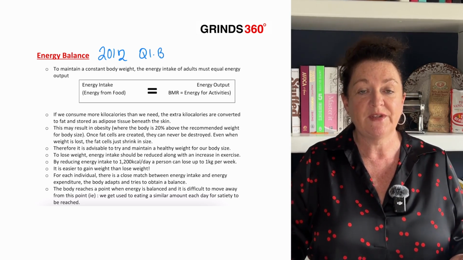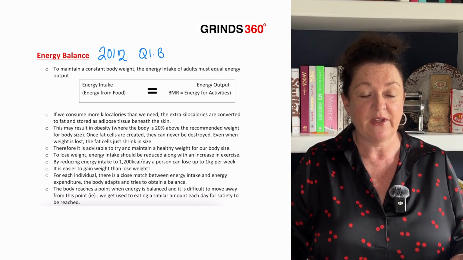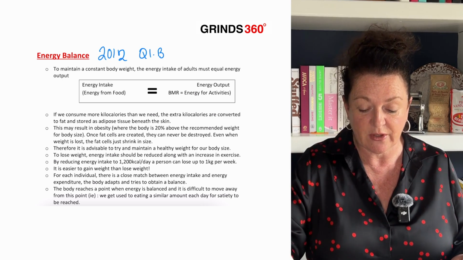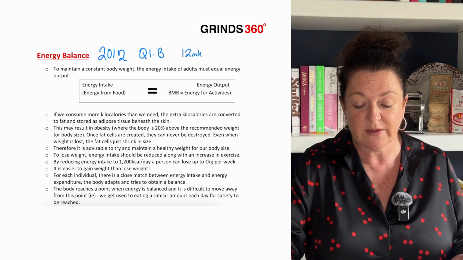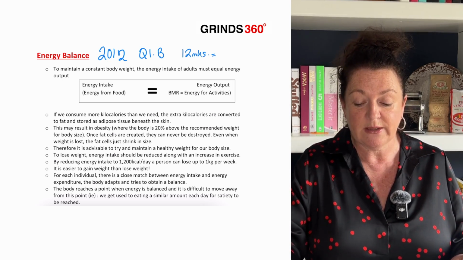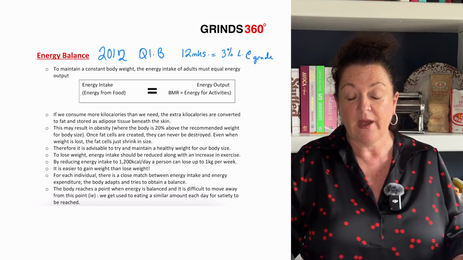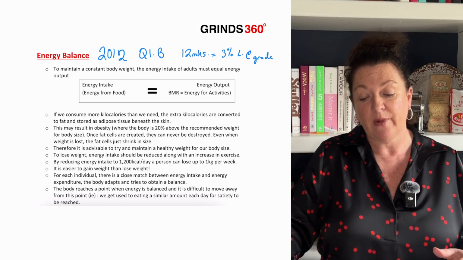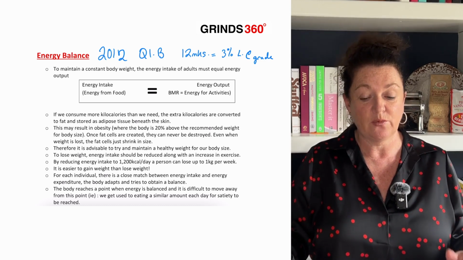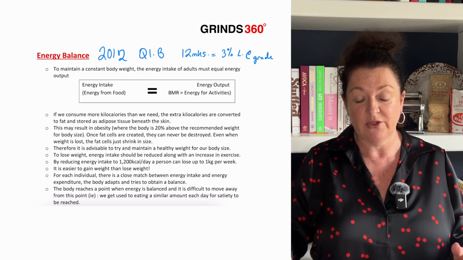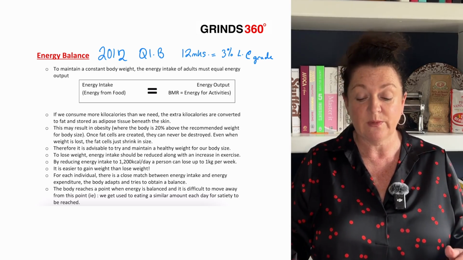Now, as you know, this is the area of the exam that is compulsory, so all students would have had to answer this question, and it was worth 12 marks, which we know equates to 3% of the Leaving Cert grade. Now, often this particular part of this chapter is left to one side. So for obvious reasons, potentially 12 marks, maybe more, maybe less, we don't know.